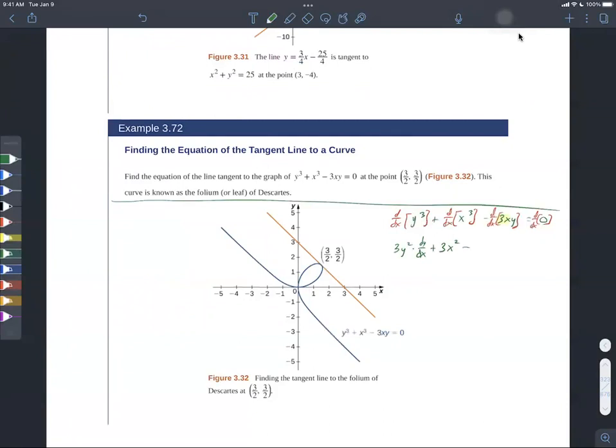I'm going to write out the product rule, d/dx of 3x. That's f prime times g plus g prime. That's the derivative of y with respect to x times f, which is 3x. And this is equal to the derivative of 0, which is 0.